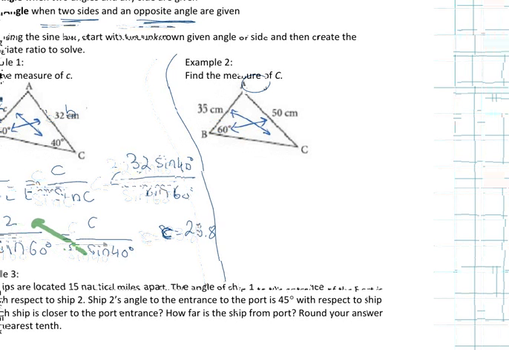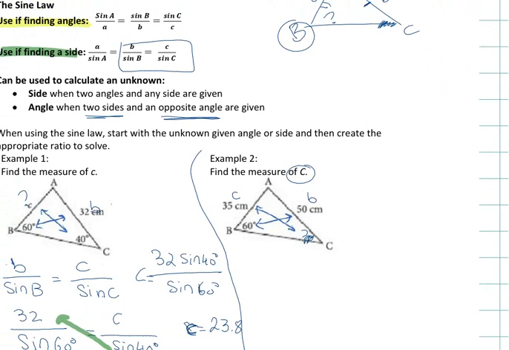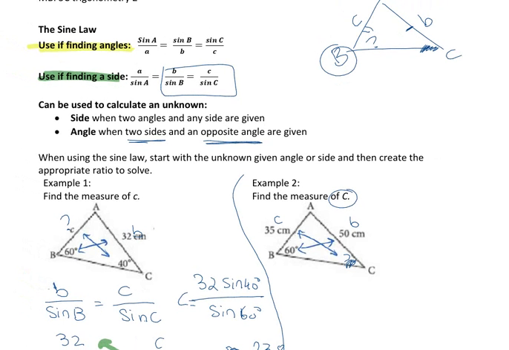What do I know? I know side C. Yeah. And I know angle B and side B. So since I'm looking for angle C, which one of the formulas am I going to use? The first one. Because I'm going to use sine B over B equal to sine C over C. So I'm going to use this part of the formula. Okay?